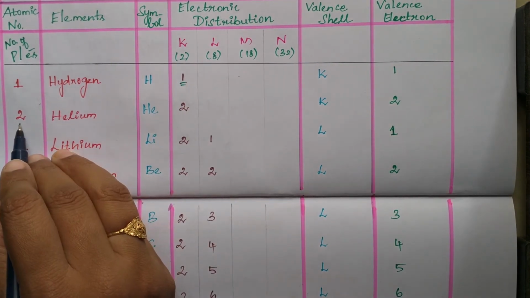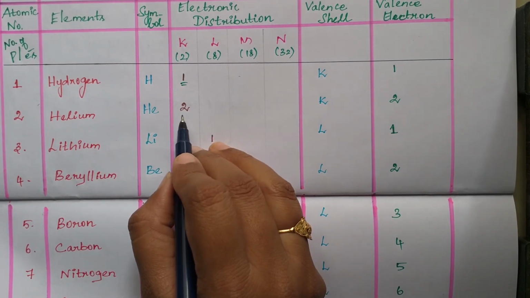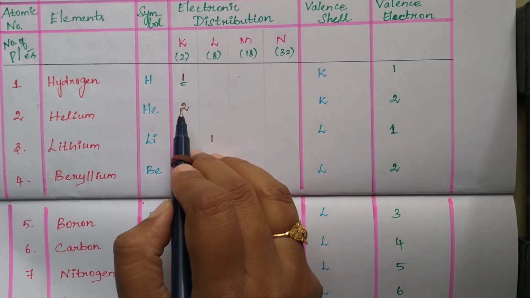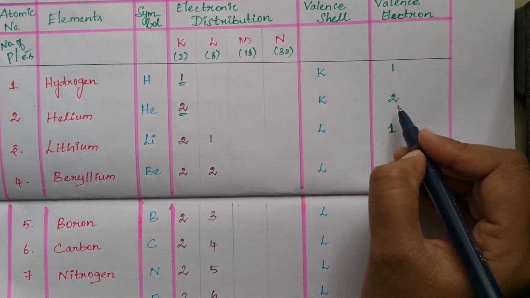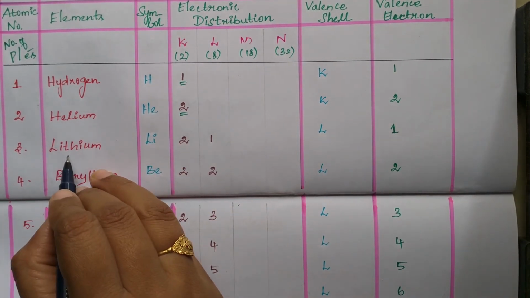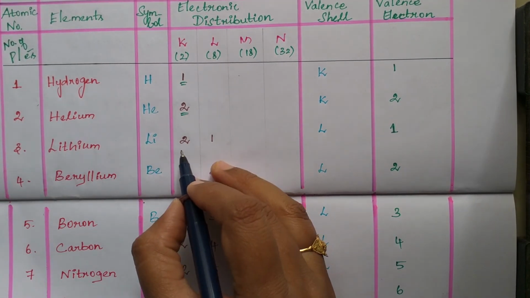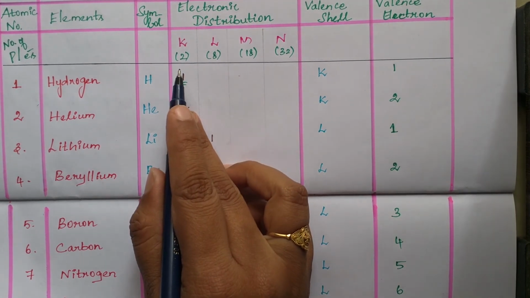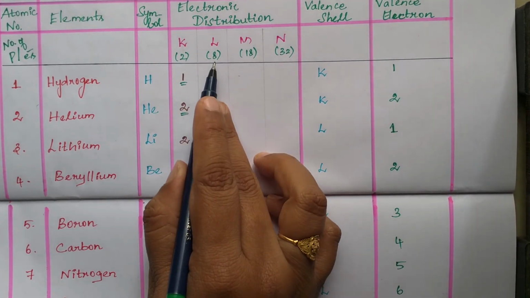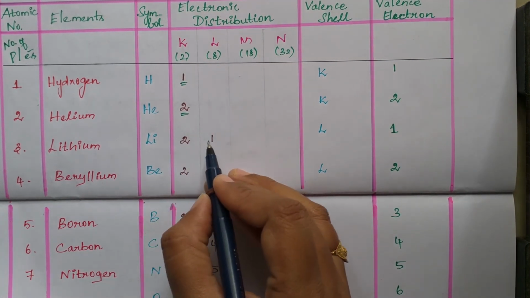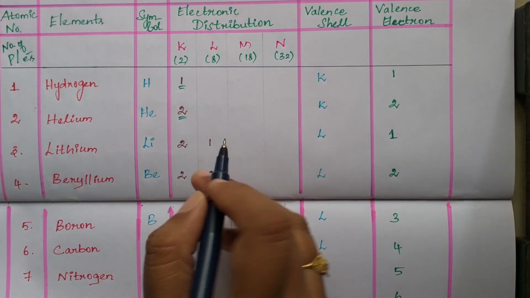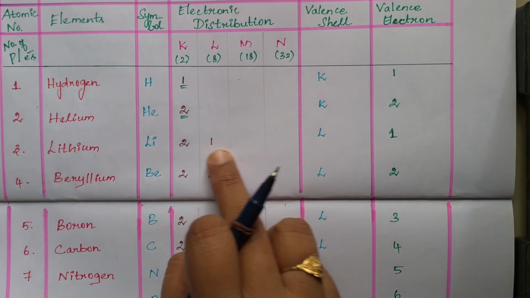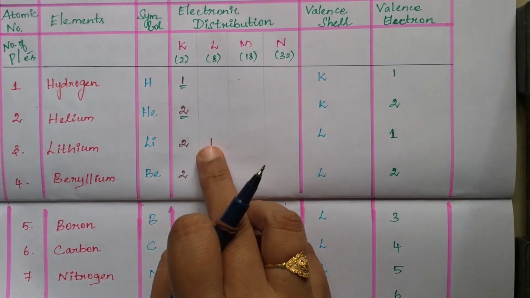Next, the second atom is helium, atomic number 2. That means it has 2 electrons. In the first shell only 2 electrons we can fill. So this is the valence shell. See here, the valence shell is K and valence electrons are 2. Next, lithium, atomic number 3. The distribution is: in the K shell you can fill up to 2 electrons, the remaining electrons go to the next shell. So here 2, then the remaining 1 electron. Now which is the valence shell? Valence shell means the outer shell. For this atom, the outer shell is the L shell. And how many electrons are in this one?